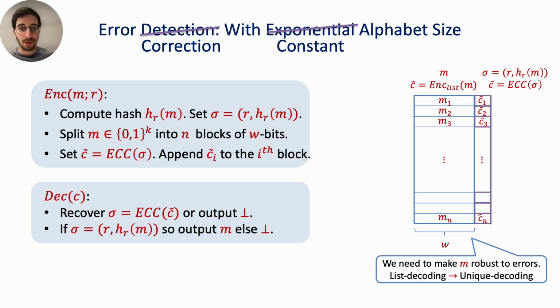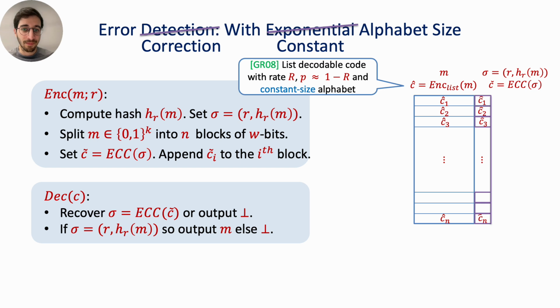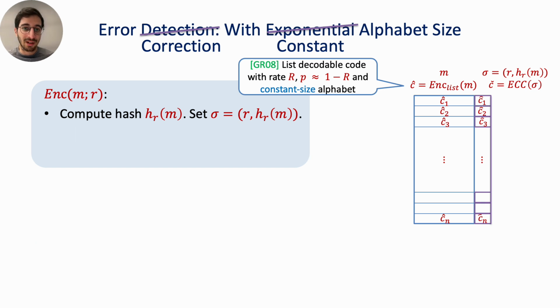So we're going to encode this using a list decodable code. And for the sake of this talk, let's just say we're going to use the Guruswami-Rudra code that has an optimal rate, 1 minus r, and has constant size alphabet for list decoding. Okay, and we're going to change the message. Instead of just partitioning the message, we're going to encode it using this list decodable code. And after encoding it, we're going to append each part of it as is described in this image.